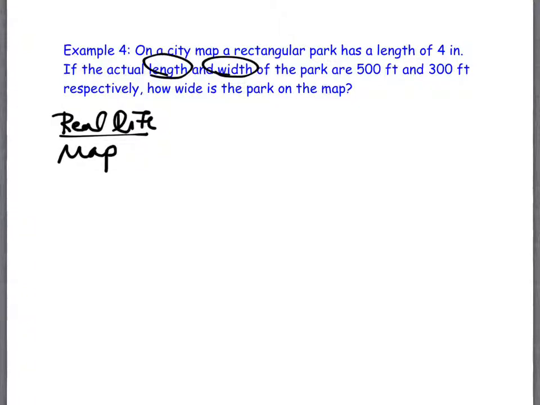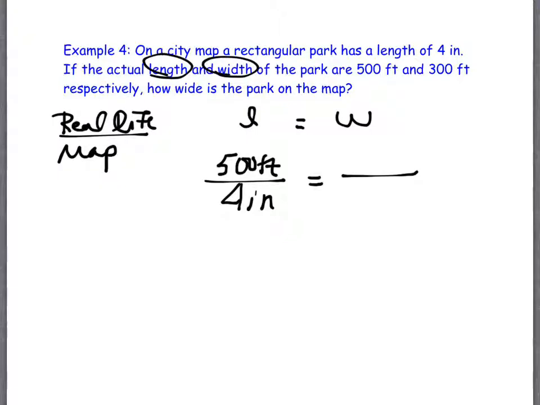All right, so if we're going to do real versus map, we have to put the length on one side and we have to put the width on the other side of an equation, okay? So all the lengths are going to be on the left, all the widths are going to be on the right. So if we do the real life, what is the length of the park in real life? Are we given that? 500 feet. What is the length of the park on the map? 4 inches. What is the width of the park in real life?